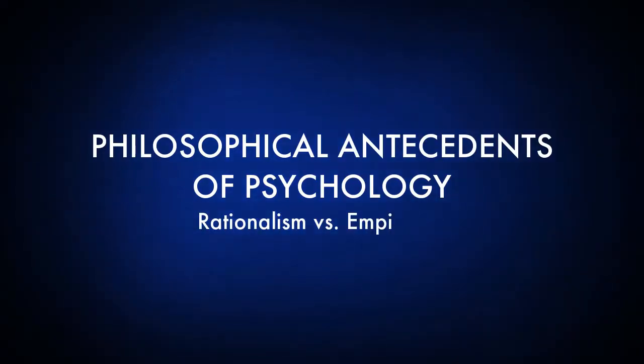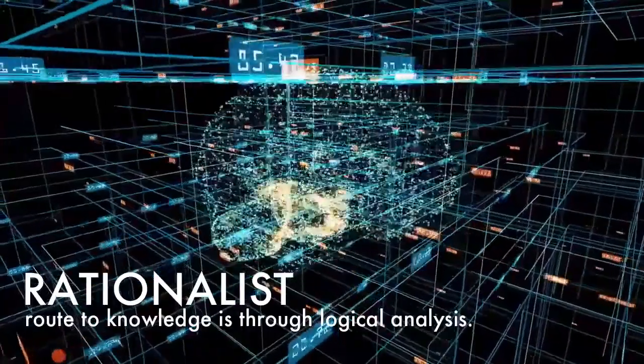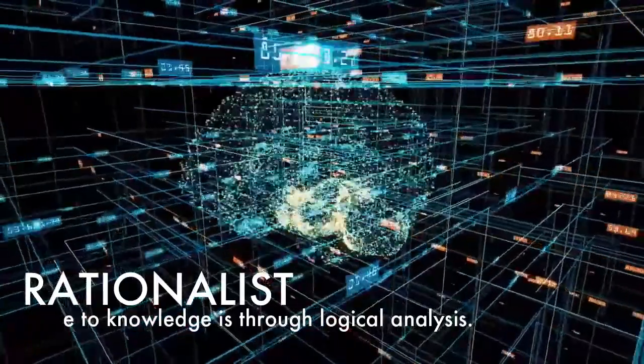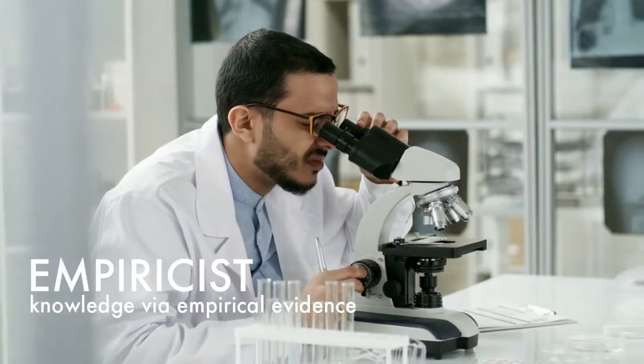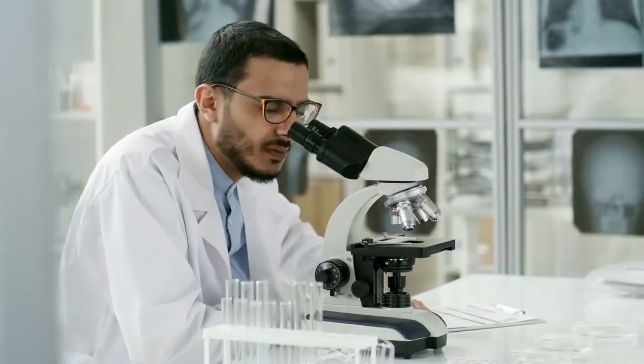In this part, we will discuss the philosophical antecedents of psychology: rationalism versus empiricism. A rationalist believes that the route to knowledge is through logical analysis. In contrast, Aristotle, a naturalist and biologist as well as a philosopher, was an empiricist. An empiricist believes that we acquire knowledge via empirical evidence, that is, we obtain evidence through experience and observation.